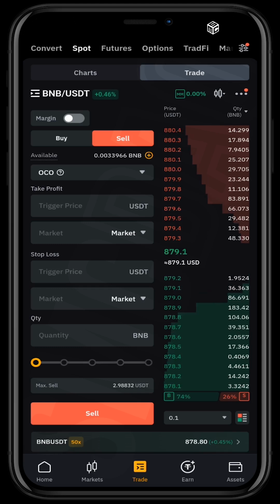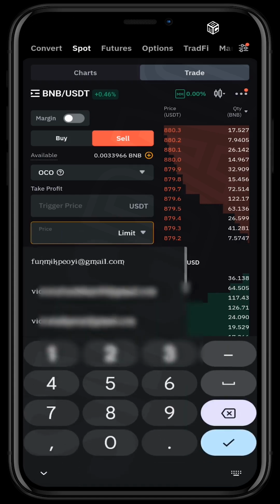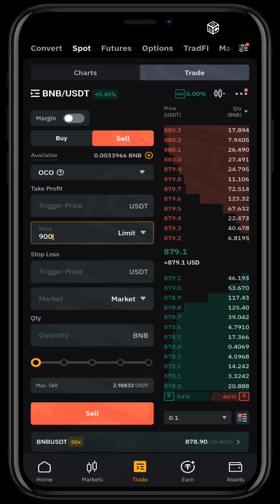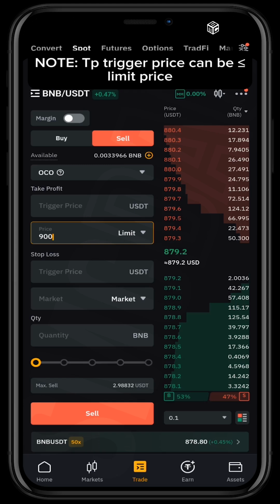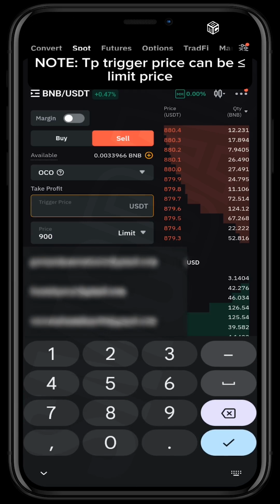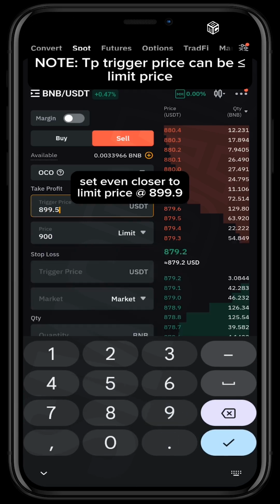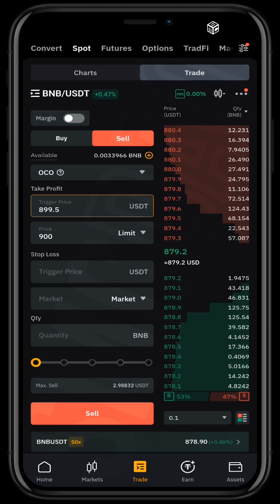For sell, your take profit is the price above your current price, and your stop loss is the price below your current price. So say I want to sell my BNB when it's $900. Select the arrow and select limit. Input the price $900, and remember your trigger price for your take profit should be a little bit below your limit price. So we're going to set it at 899.5.